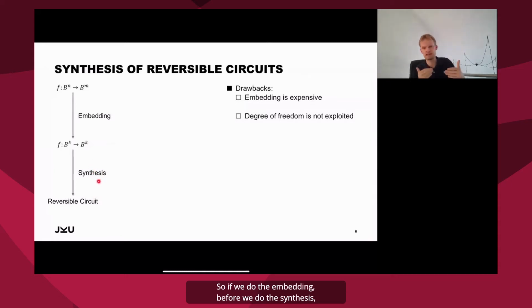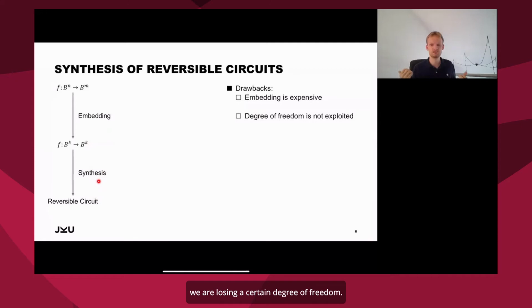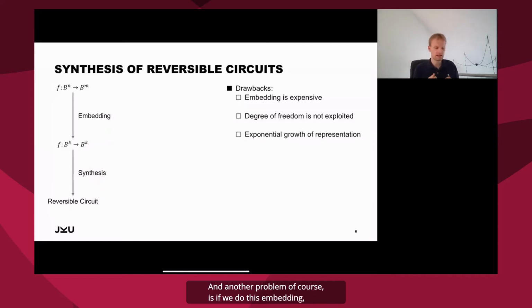So if we do the embedding before we do the synthesis, we are losing a certain degree of freedom. And another problem, of course, is that if we do this embedding, we increase the function, right? You might remember an example before. We originally started with a 2-input, 2-output function, and after embedding, we ended up with a 3-input, 3-output function. That means the number of truth table entries, or the number of input-output patterns we need to consider, also doubled.